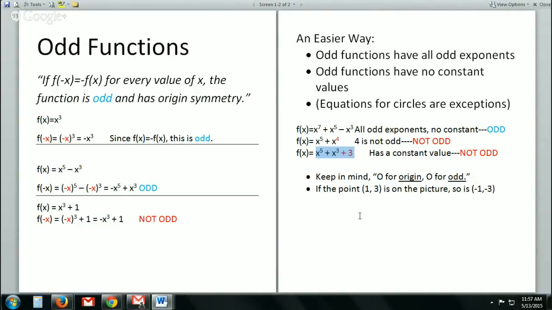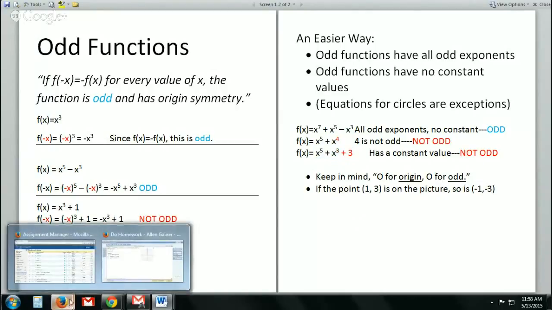Now, one last thing for us to keep in mind, O for origin and O for odd. If you've got an odd function, it's going to have origin symmetry. So those O's go together. What origin symmetry means is if you have a point (1, 3) on the picture, you would also have a point (-1, -3) as well. Odd functions have all odd exponents with no constant value. Odd functions have origin symmetry. Anything with origin symmetry has to be an odd function.